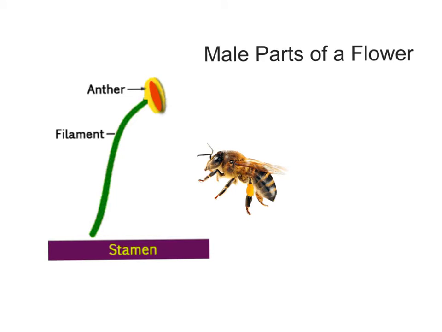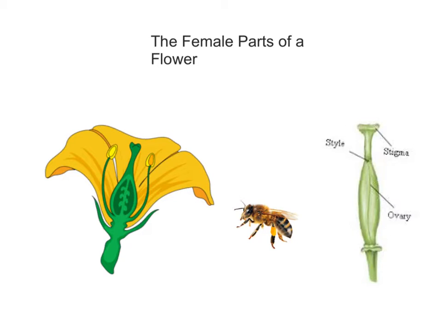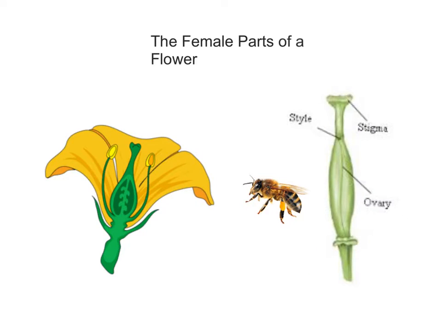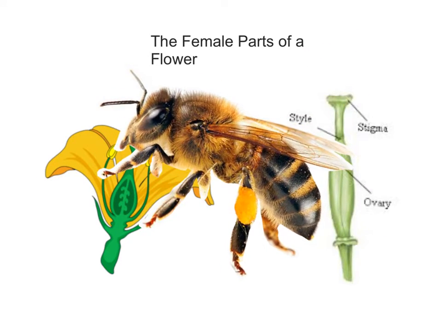Next up, female parts. Hey, it's Bobby and I again, and we're going to show you the female parts of a flower. Bobby, take it away. So, this whole female part is called the pistil. And right up here is called the stigma, but I like to call it the sticky stigma.